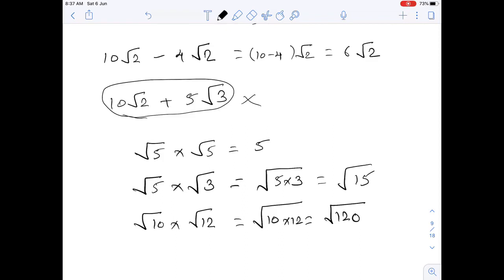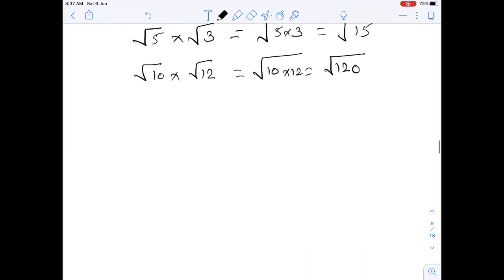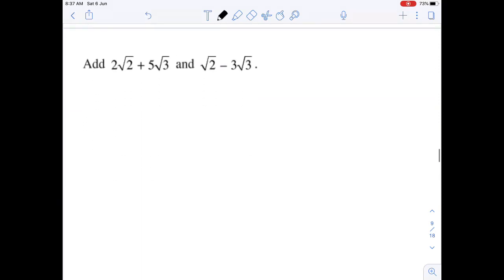Now let us solve some more examples. The first example is given as: add 2 root 2 plus 5 root 3 and root 2 minus 3 root 3. So let us write its solution. Now we have to add this 2 root 2 plus 5 root 3.